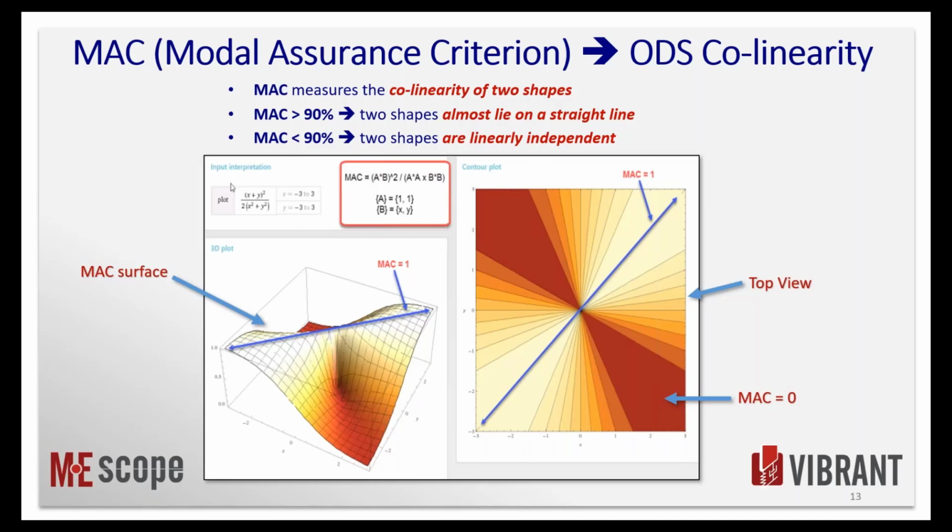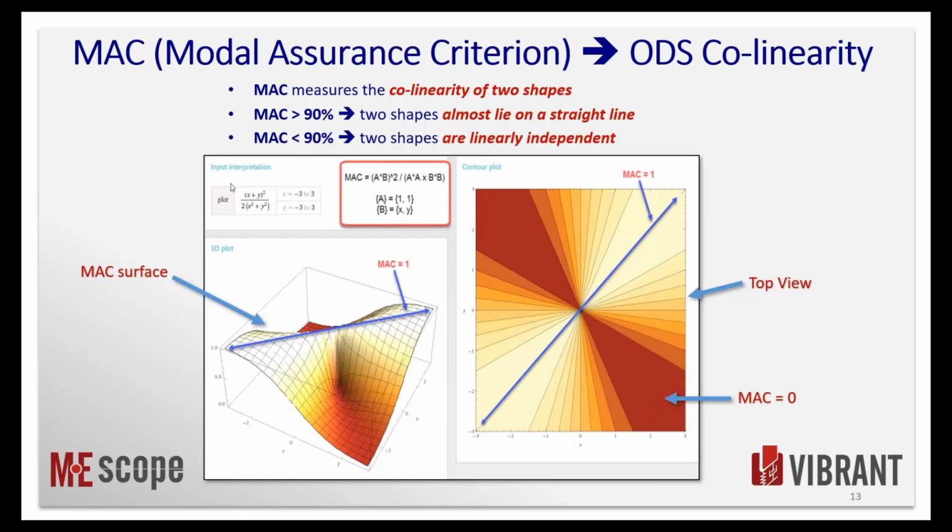Modal assurance criterion, or MAC, was the PhD thesis of a professor at University of Cincinnati. His name is Randy Allemang. He discovered this mathematics. It's intriguing. It's very simple. It's actually a curve fit of shape A to shape B multiplied by a curve fit of shape B to shape A.